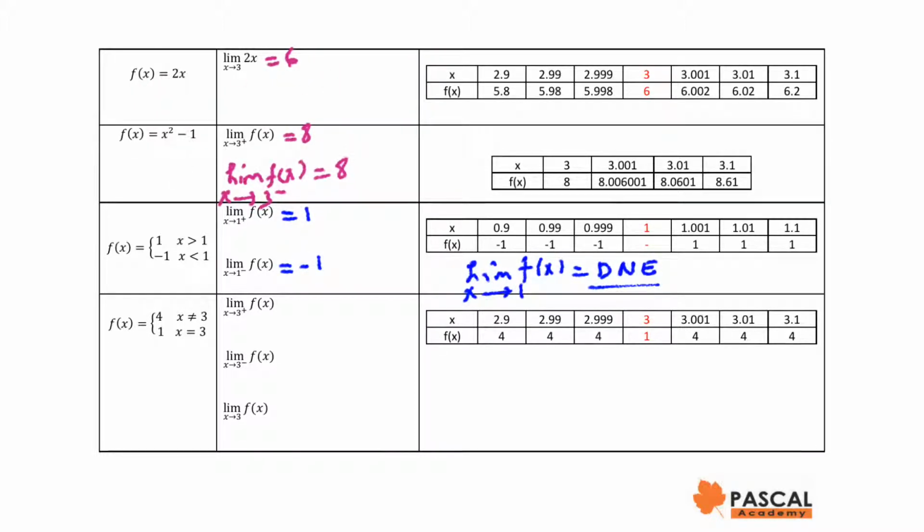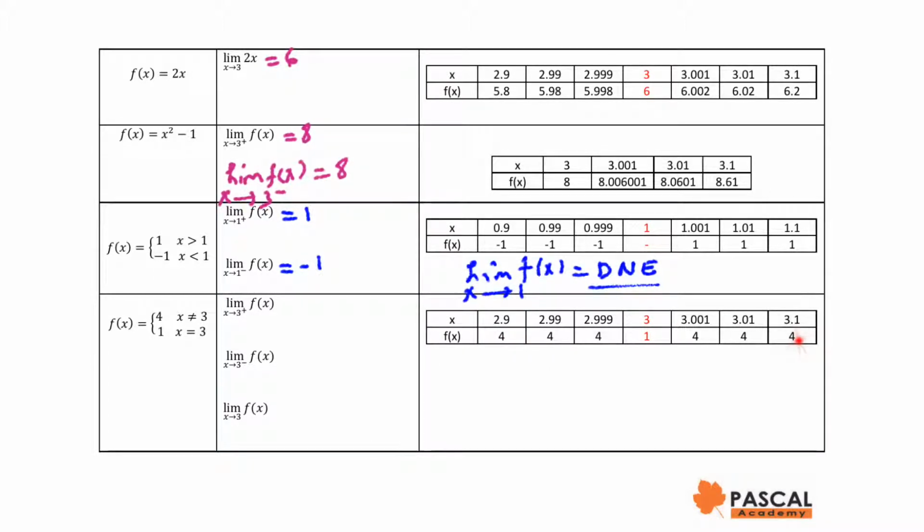The next example, f of x is 4 when x is not 3. It is 1 when x is 3. We are looking for limit of f of x as x approaches 3 from the right side, left side, and limit of f of x as x approaches 3. Again, we use a table of values. We'll see when x is 3.1, 3.01, 3.001, 2.999, and 2.99.